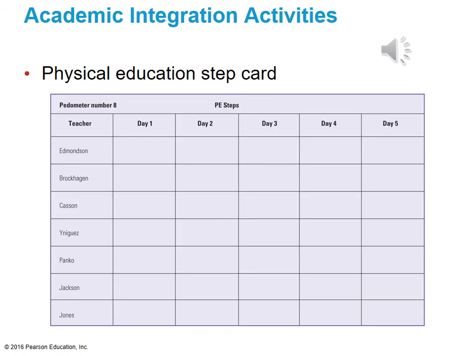This physical education step card shows the students' names on here and how many steps the students are taking day 1, 2, 3, 4, 5. This correlates with the moving across the United States activity on page 224.